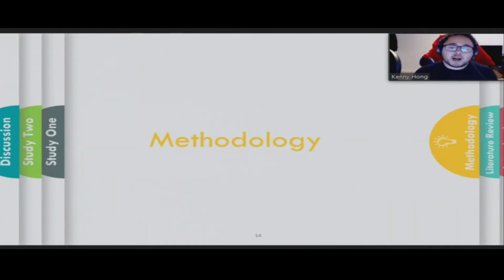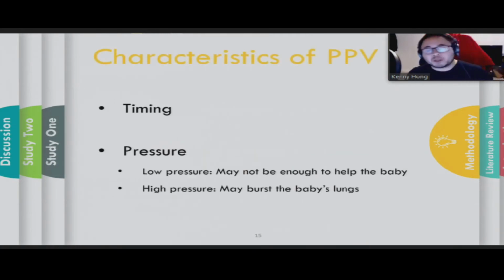So how did we combine all of these topics and tools in order to create our own tool? Well, first we had to look at the characteristics of positive pressure ventilation. What are the key points of a successful PPV procedure? First is the timing. In order to be effective in positive pressure ventilation, the timing and the cadence have to be just right. The next is pressure. Too little pressure may not be enough to help the baby or inflate the lungs, and too much pressure may burst the baby's lungs.